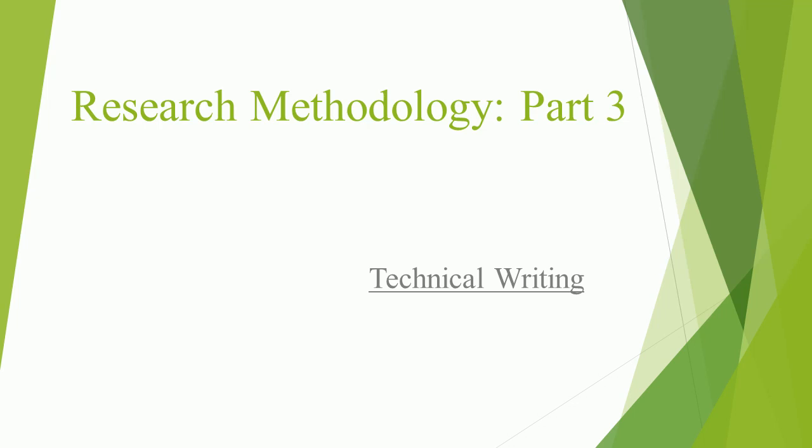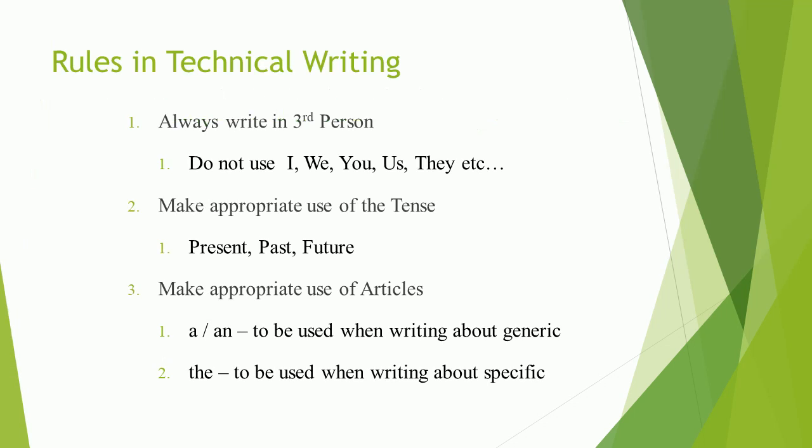Technical writing. Rules in technical writing. Always write in third person. Do not use I, we, you, us, they, etc. Make appropriate use of the tense: present, past, future. Make appropriate use of articles. A/an is to be used when writing about the generic. The is to be used when writing about the specific.